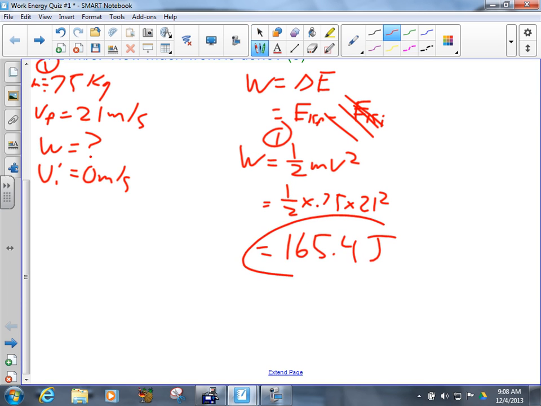Then it's wrong. They've got to have the right units. No, that's out of 3: 1 for the givens, 1 for 1/2 mv squared here, and 1 for the answer. 3 marks. So the whole thing is out of 7.